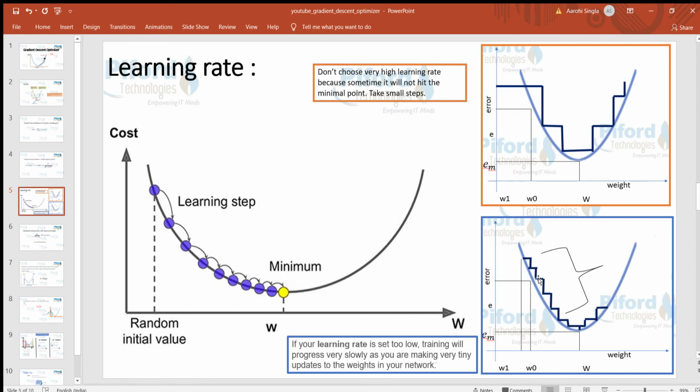And what will happen if you choose a small learning rate in this case? See, if you choose a small, low learning rate, then training will progress very slowly, because we are taking very tiny updates, very small steps to reach the global minimum. So it will take very long to complete the training process. Now the question is how to choose a learning rate. The good way of choosing a learning rate is to take long steps in the starting, but when you are about to reach the global minima, then you can make your steps smaller. So this is what learning rate is, right?